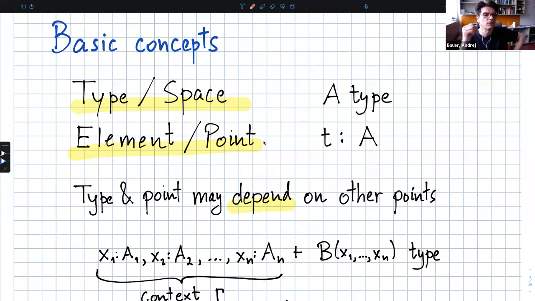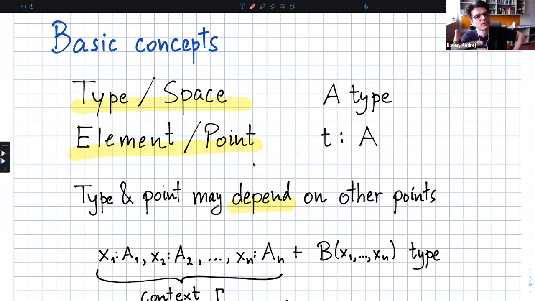Christian is going to speak about models of type theory. And he will, for example, then relate what we're doing today to a very specific notion of space, namely cubical sets and simplicial sets. So when we have a type, we can assert that A is a type by just writing A type. Now, types have elements, and we will also call them points because we think of A as a space. So we write t : A.